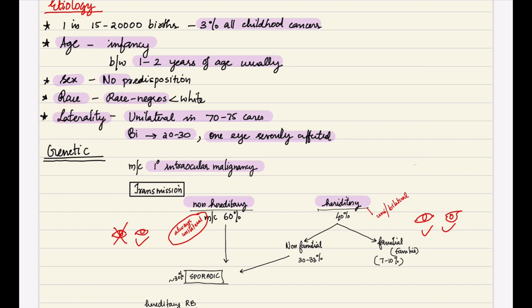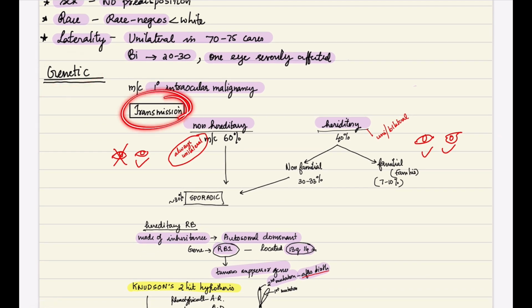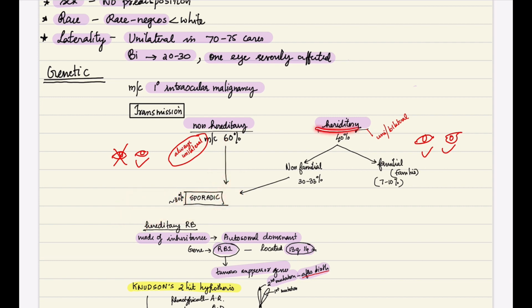Laterality: 70 to 75% of the cases are unilateral, while 20 to 30% are bilateral, in which one eye will be severely affected. When we come to genetic causes, the transmission can be non-hereditary or hereditary, in which non-hereditary is the most common one and it is always unilateral. And there can be 30% sporadic cases. When we come to hereditary, it can be unilateral or bilateral, non-familial or familial.